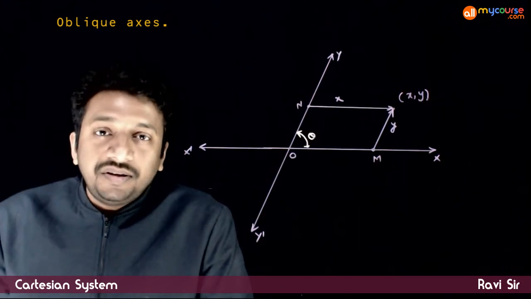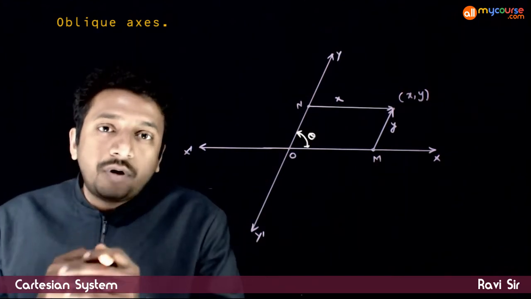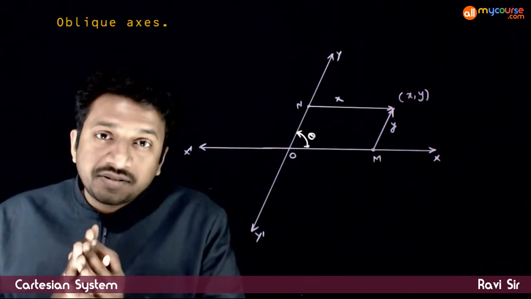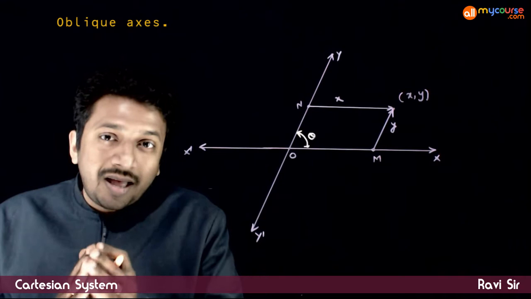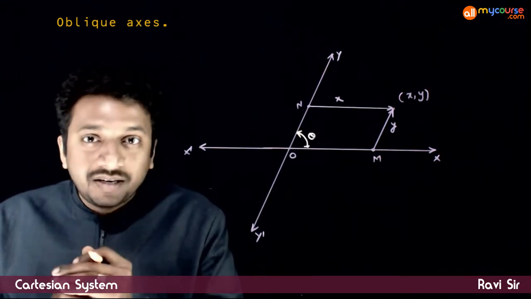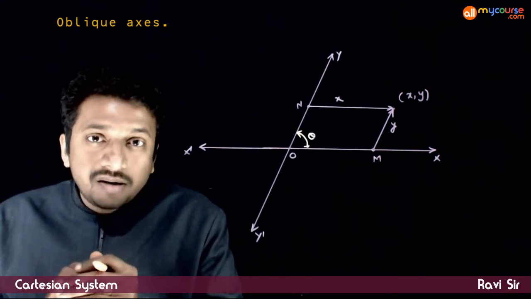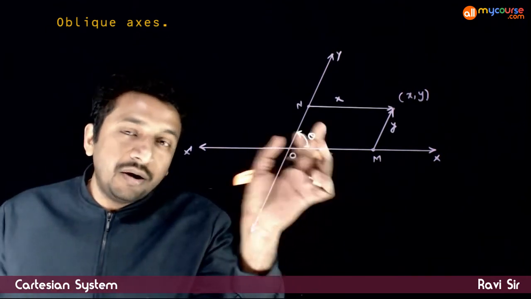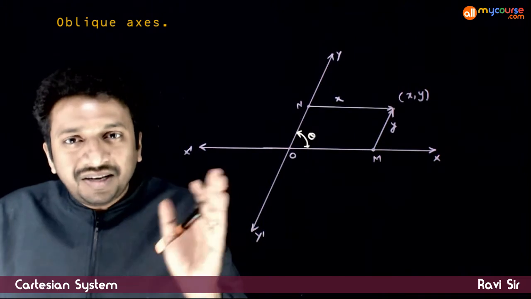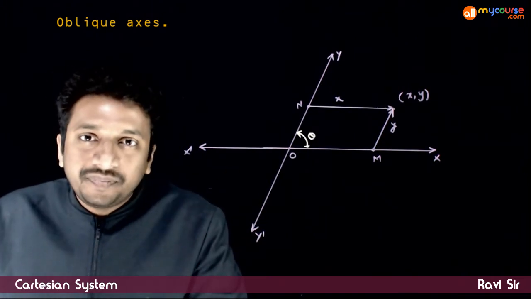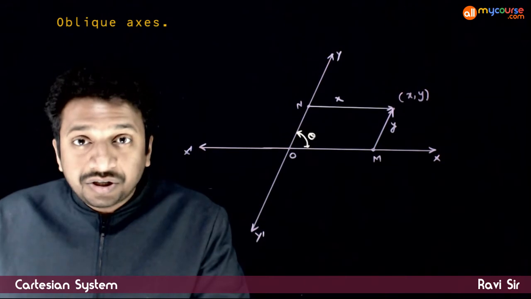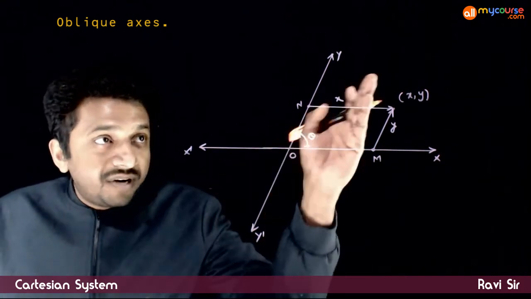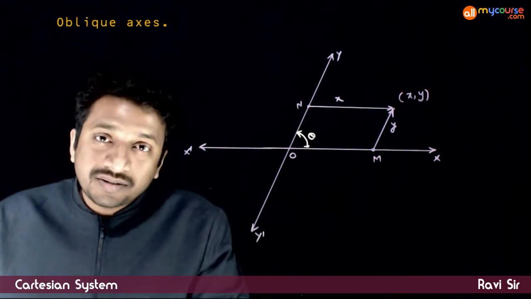Welcome students. In this video, let us look at the topic of oblique axis. If x and y axis are inclined at some angle other than 90 degrees to each other, they are called oblique axis. For example, they are inclined at an angle of theta with each other, where theta is not equal to 90 degrees.